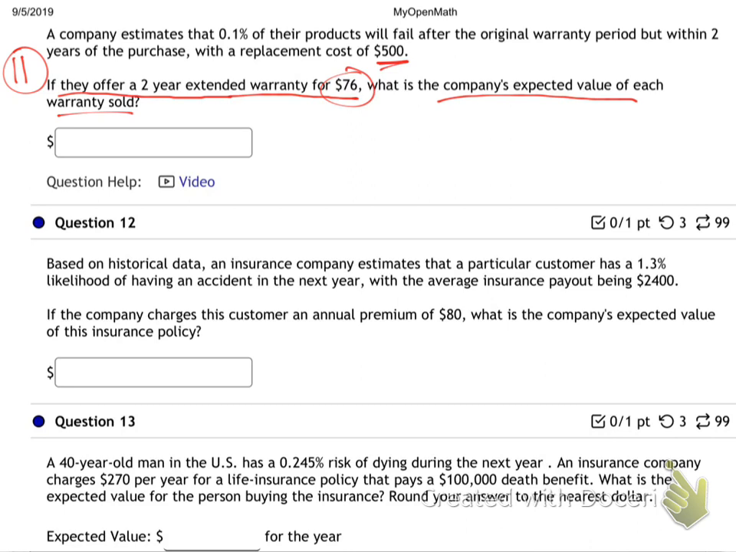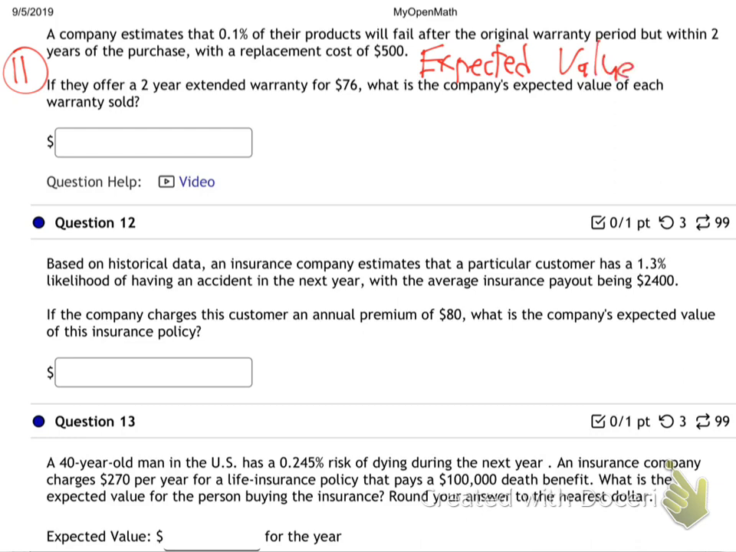Companies are in the business to make money, of course, so we all know that. So how does the company set a warranty price to make sure they're going to make money in the long run? Well, they do exactly what the gambling industry does. They calculate the expected value. So that's what we're going to do. This question is expected value. Expected value means average value.